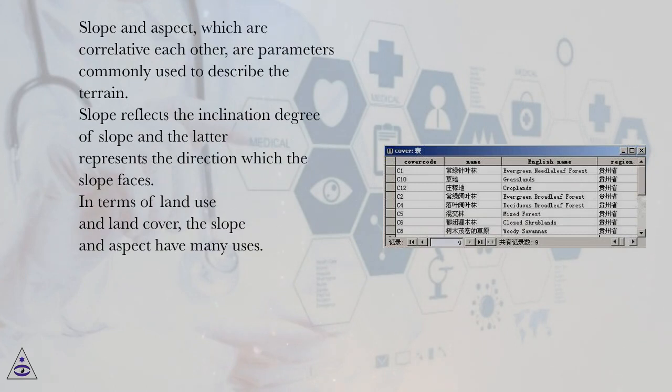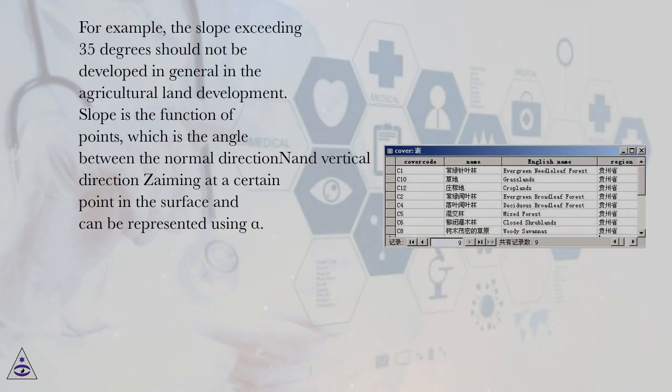Slope and aspect, which are correlated with each other, are parameters commonly used to describe the terrain. Slope reflects the inclination degree of the slope and the latter represents the direction which the slope faces. In terms of land use and land cover, slope and aspect have many uses. For example, a slope exceeding 35 degrees should not generally be developed in agricultural land development.